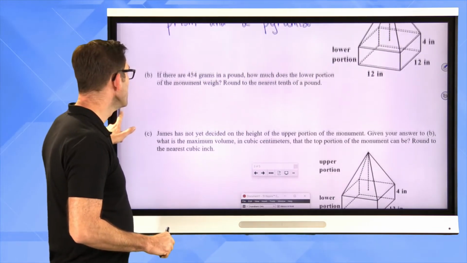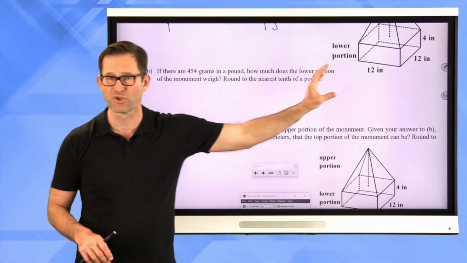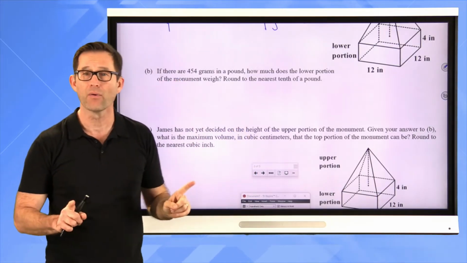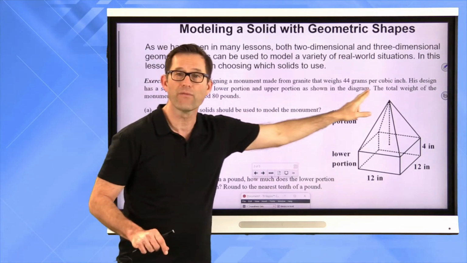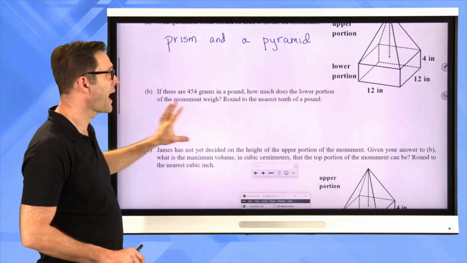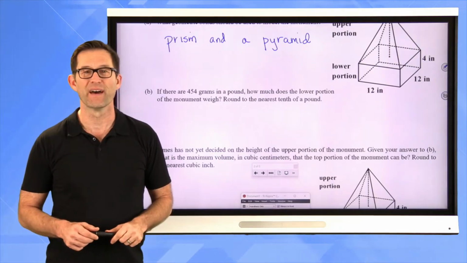Now let's take a look at letter B. If there are 454 grams in a pound, how much does the lower portion of the monument weigh? Round to the nearest tenth of a pound. So I want to know how much the bottom portion, the prism portion of this thing, weighs to the nearest tenth of a pound. What I know is that it's got a density of 44 grams per cubic inch, so I should be able to figure out how many pounds that thing weighs. Pause the video now and see if you can figure that out.